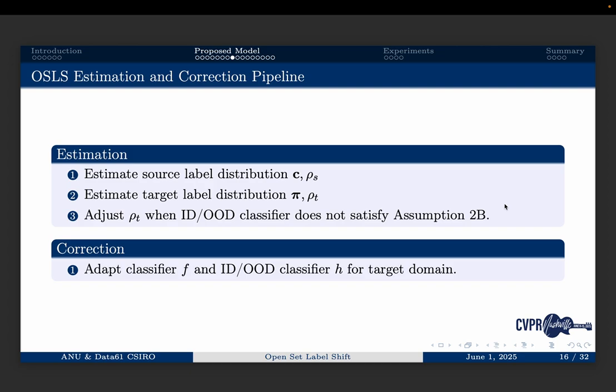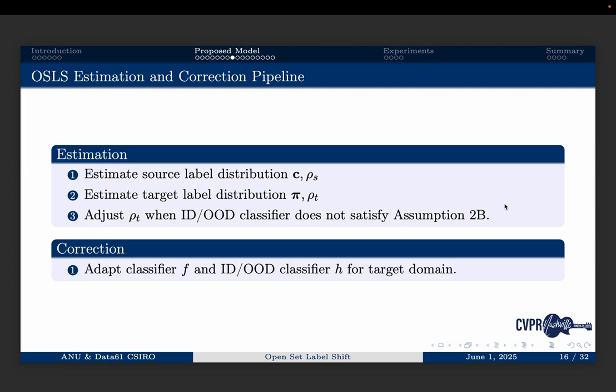Our open set label shift estimation and correction pipeline can be described as follows. In our open set label shift estimation model, we first estimate the source domain label distribution C and rho S. Then we estimate the target domain label distribution pi and rho T. Finally, we adjust rho T when the ID-OD classifier does not satisfy our assumption.